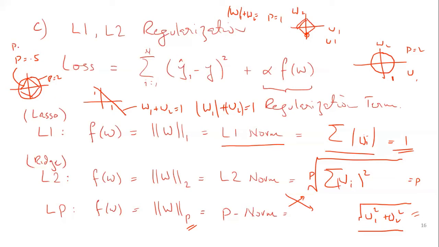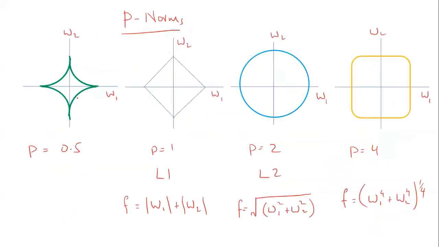What about p is equal to 4? Any guesses? Okay, well, I'll show you the answer. It looks something like this. So this is where p is equal to 0.5. It's not convex. p is equal to 1 looks like this. We've already seen this. Where p is equal to 2 is a circle. Where p is equal to 4, this becomes W1 to the power 4 plus W2 to the power 4.